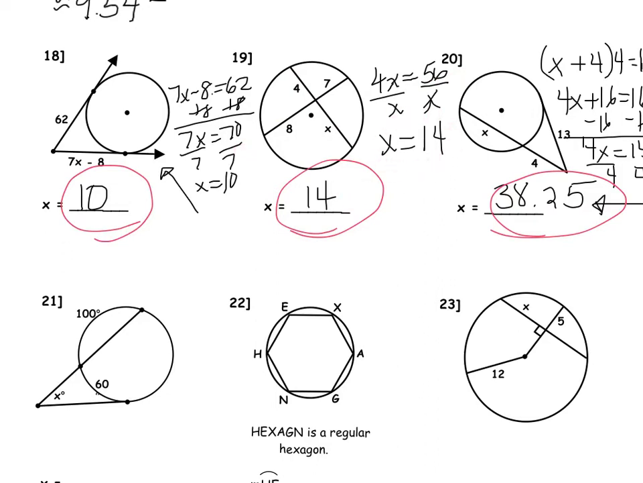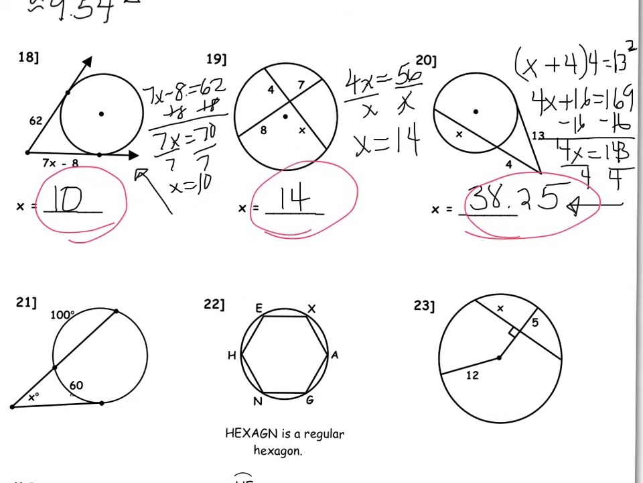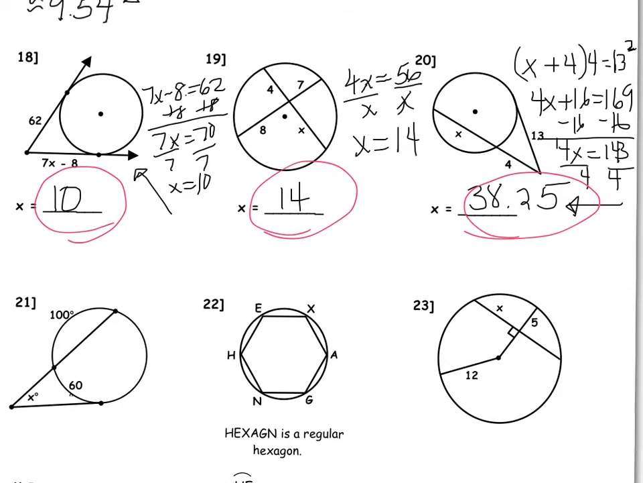The last one, number 20, I saw a lot of people kind of saying this is weird, and that's because we've got one secant, there it is, and then we've got one tangent line. So when we have a situation like this, what we want to do is we want to take the whole secant line, and we want to add it. We want to take x and 4. We want to add them together. We're going to take that quantity and we're going to multiply by the outside of the secant line, and that's going to be equal to the tangent line squared. See that? Tangent line squared.